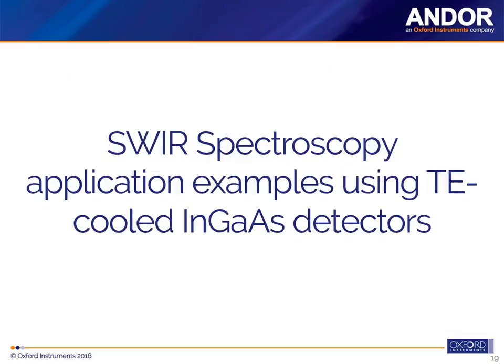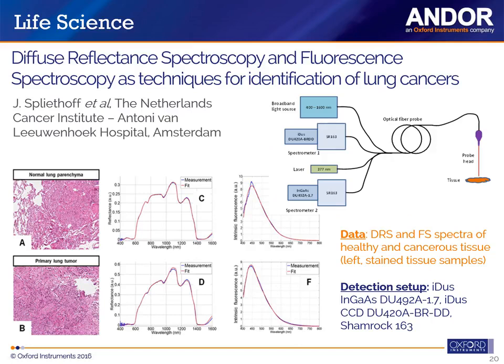Now some practical examples of SWIR spectroscopy in this 1 to 1.6, 1.7 micron region using a thermoelectrically cooled InGaAs detector. The first example is in life science, using a spectroscopy technique called diffuse reflectance spectroscopy and fluorescence. The setup is shown on the right-hand side, with two Shamrock 163 spectrometers from Andor and two cameras. One is a CCD, which looks at the fluorescence in the visible, a back-illuminated deep depletion camera. The second is an iDus InGaAs camera to look at the shortwave infrared response.